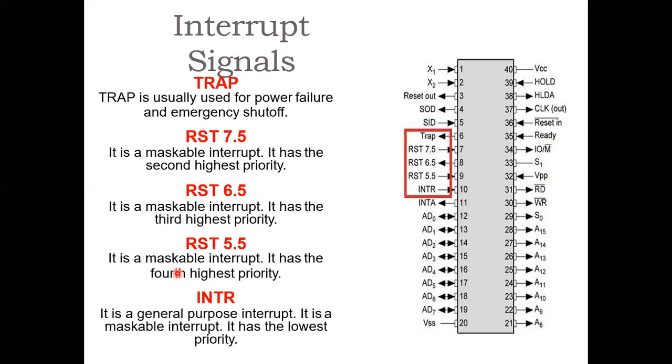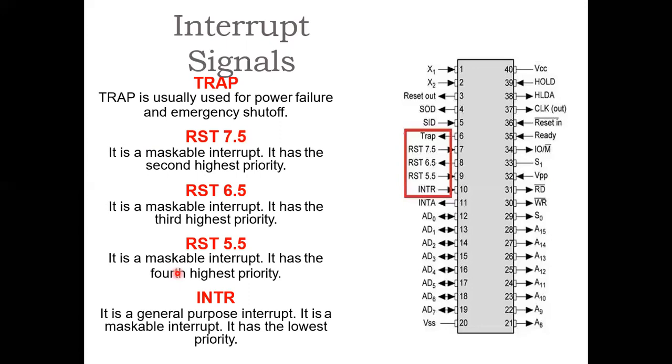Then RST 7.5 is a maskable interrupt. It has the second highest priority. The next one, RST 6.5, is a maskable interrupt. It has the third highest priority. RST 5.5 is a maskable interrupt. It has the fourth highest priority. INTR means interrupt request. It is a general purpose maskable interrupt. It has the very lowest priority among the interrupt signals.